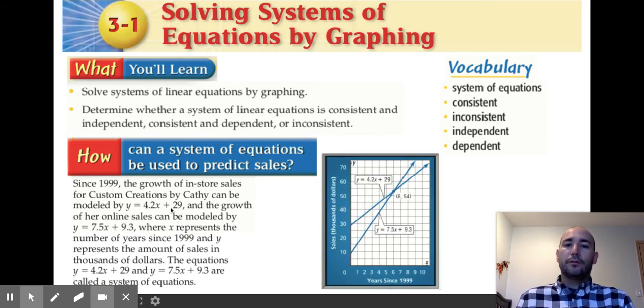So if I were to look at these two equations on a graph, they would look something like this. Here's the line for her in-store sales, y equals 4.2x plus 29. Here is the line that represents the equation y equals 7.5x plus 9.3, which is her online sales. Although her in-store sales are actually higher at the beginning, as years go on, her in-store sales continue to climb, but not quite as fast as her online sales. Even though they started lower, her online sales eventually climb at a higher rate.